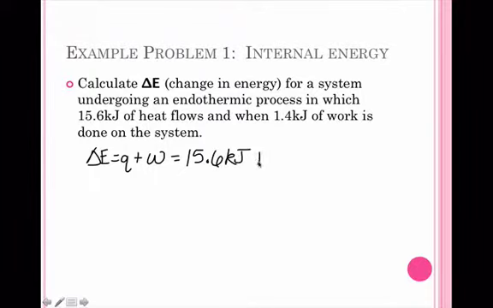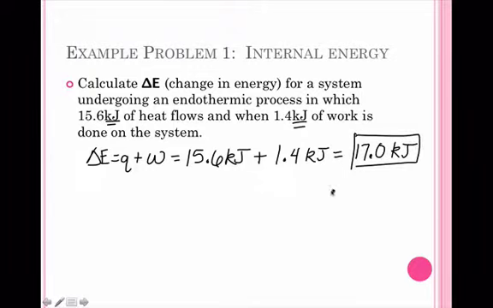kilojoules plus, and then it says this work is done on the system, that's also going to be positive. I do need to double check that my units are the same, and they are. They're kilojoules for both. So all I'm going to have to do on this is just add the two up. So it's going to be 15.6 plus 1.4, and I'm going to get 17. So the change in energy for the system is 17 kilojoules.